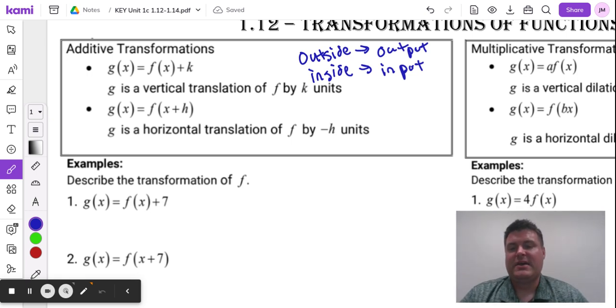Okay, so if we're adding a k value on the outside, we're just doing a vertical translation. It could be up or down. If it's negative, it's down. If it's positive, it's up. No big deal. All input transformations are always the opposite of what you think. So if we have f of x plus h, we're actually translating it by a negative value. So just be aware of that. The inputs are always going to be the opposite signs.